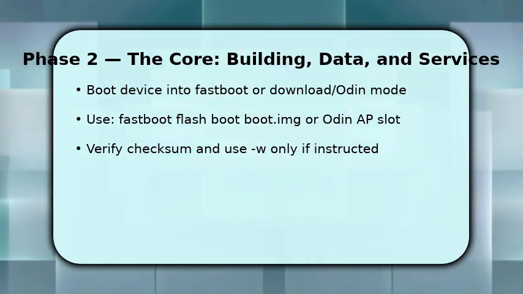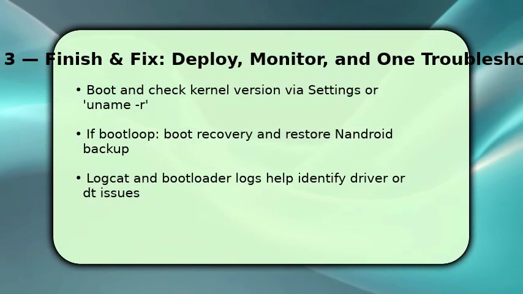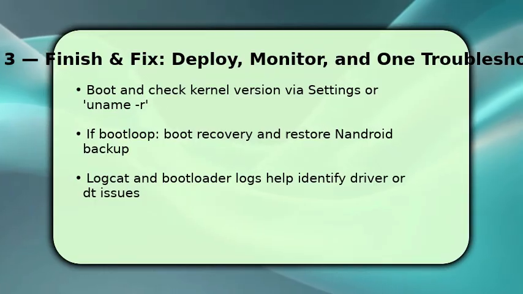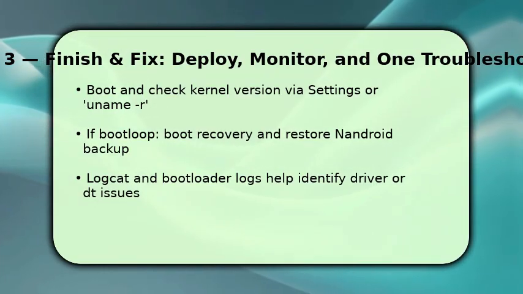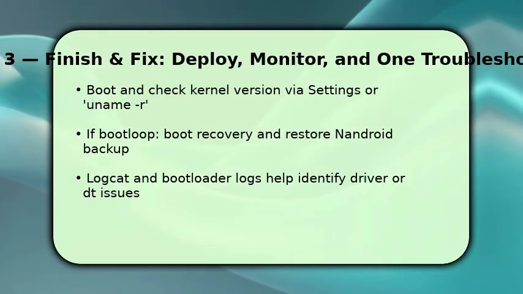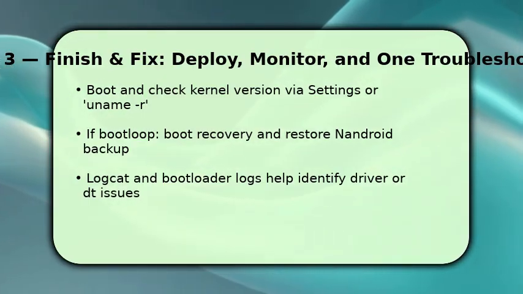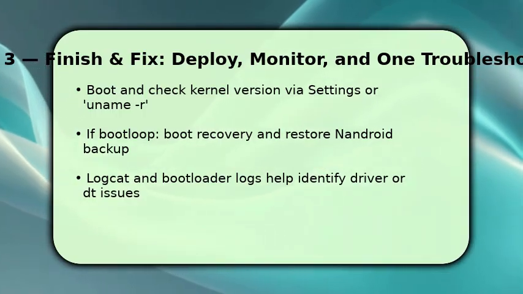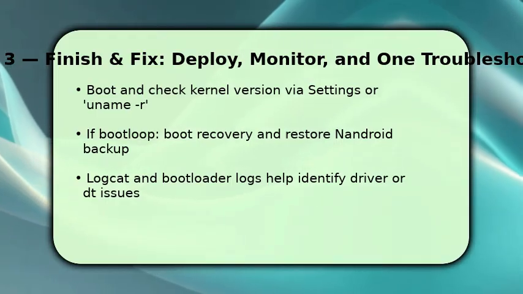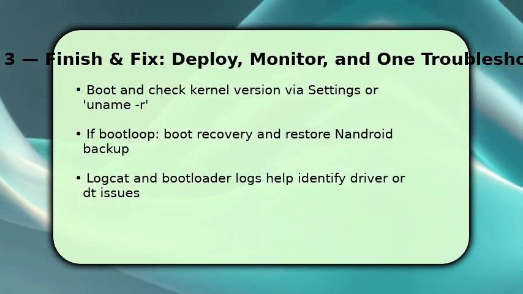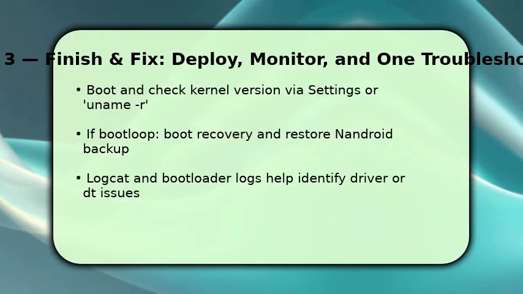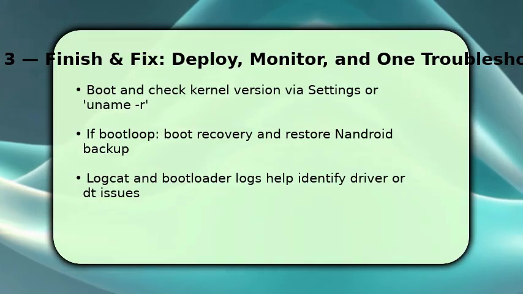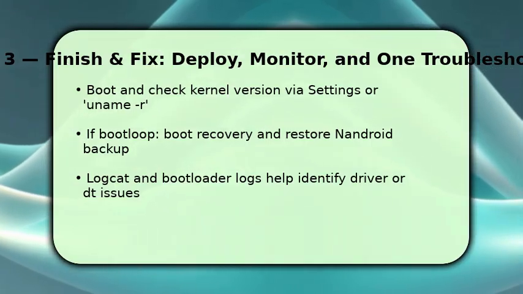You finish by verifying the result and knowing how to recover. Boot into Android and check the kernel version in settings or run adb shell uname to confirm the change. If the phone enters a boot loop, immediately boot into custom recovery and restore the Nandroid backup you made earlier. That returns the previous state. If problems persist, collect logcat and bootloader logs to spot driver or device tree mismatches. These logs tell you why the kernel fails and guide the next step.